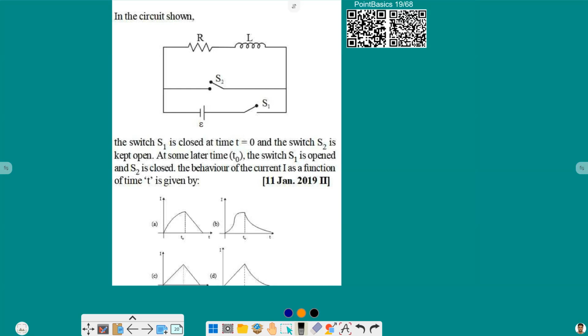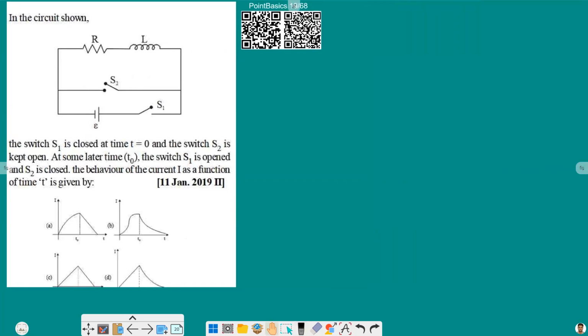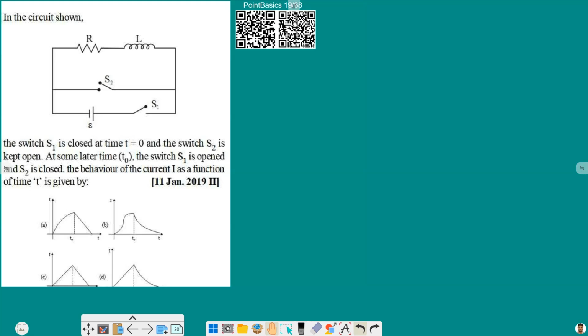Here we have a circuit shown. So let me adjust it first. The switch S1 is closed at time t equal to 0, and switch S2 is kept open. So S2 is open and S1 is closed. After some time t node, the switch S1 is opened and S2 is closed.